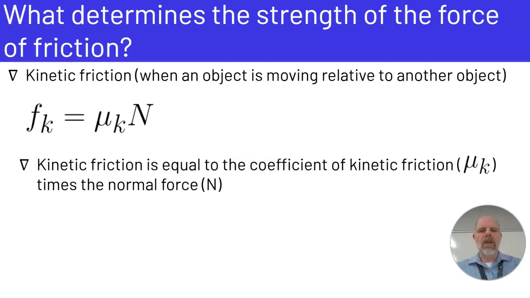The coefficient of friction, mu sub k or mu sub s, is determined by experimentation, and it depends pretty much solely on the material itself. It doesn't depend on how big the material is, but basically on what the material is made of and what the surface is like. Is the surface craggy or is it smooth? What is the material like? All of that information goes into determining what the coefficient of friction is.